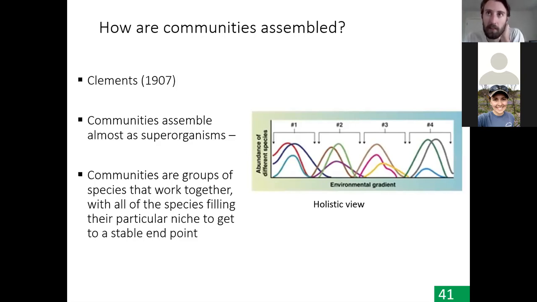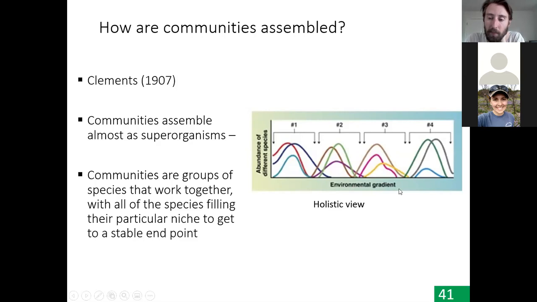And you get different communities happening in different parts of an environmental gradient, where you get a graph of abundance of different species versus some environmental gradient like latitude or altitude on the x-axis here. If communities are co-evolved superorganisms, you get situations that look like this, where a lot of species' distributions overlap really closely with each other, and you get different communities occurring where you get transitions to different types of species living. So you've got really easily defined communities here. We've got community 1, 2, 3, and 4 demarcated by these transitions from one type of community to another.